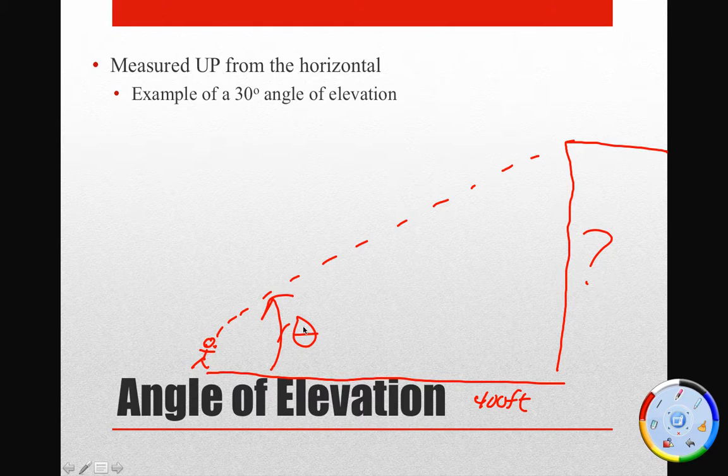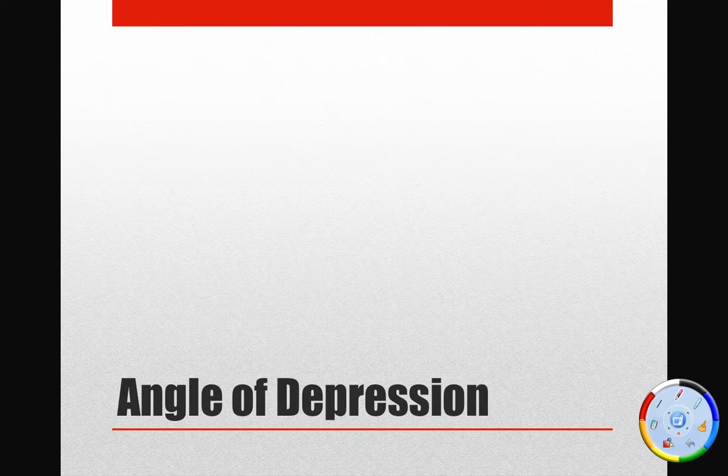So angle of elevation is the measurement up from horizontal. Let's say this is a 30-degree angle of elevation. Well, it leads right into the angle of depression. Now you're standing on the cliff.